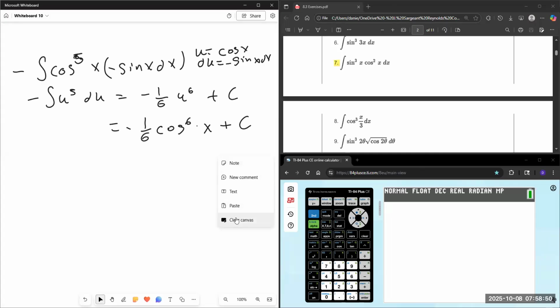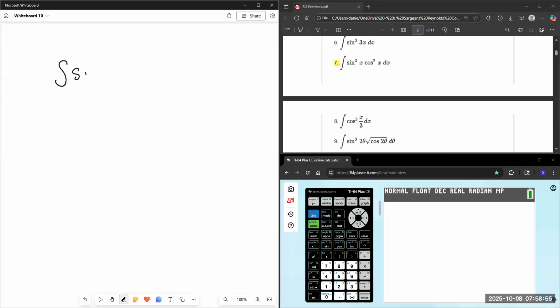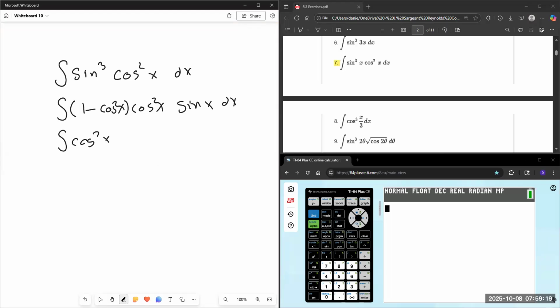Let's look at 7. Integral sine cubed cosine squared x dx. So I have an odd power of sine. I'm going to hold one over here to become du. That means that I'm going to change my sine squareds that remain into a 1 minus cosine squared with the Pythagorean identity. And this makes the integral of cosine squared x sine x dx minus the integral of cosine to the fourth x sine x dx.